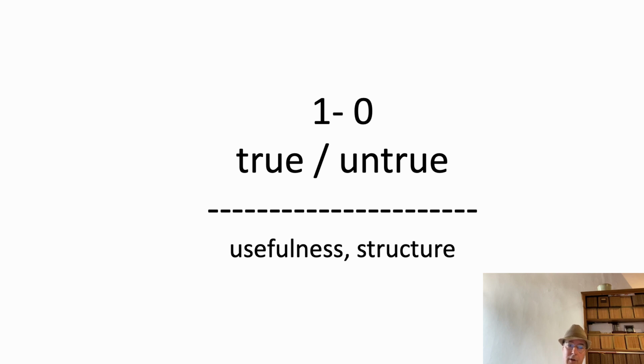Because true or untrue is always connected to a reason why we do this. There is a structure underneath, a usefulness. So the usefulness says something is true or it's not true. So who is deciding nowadays what is true or what is not true?